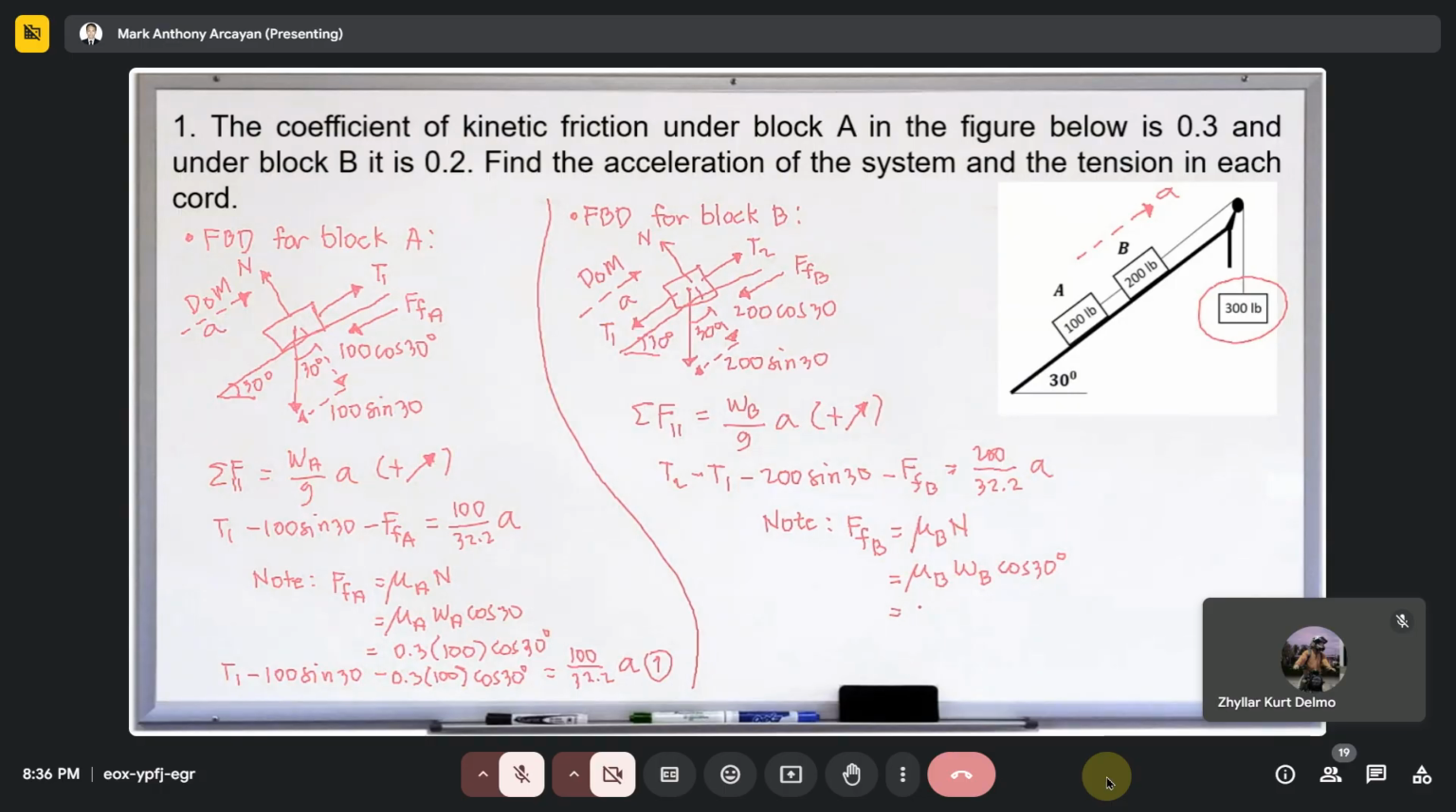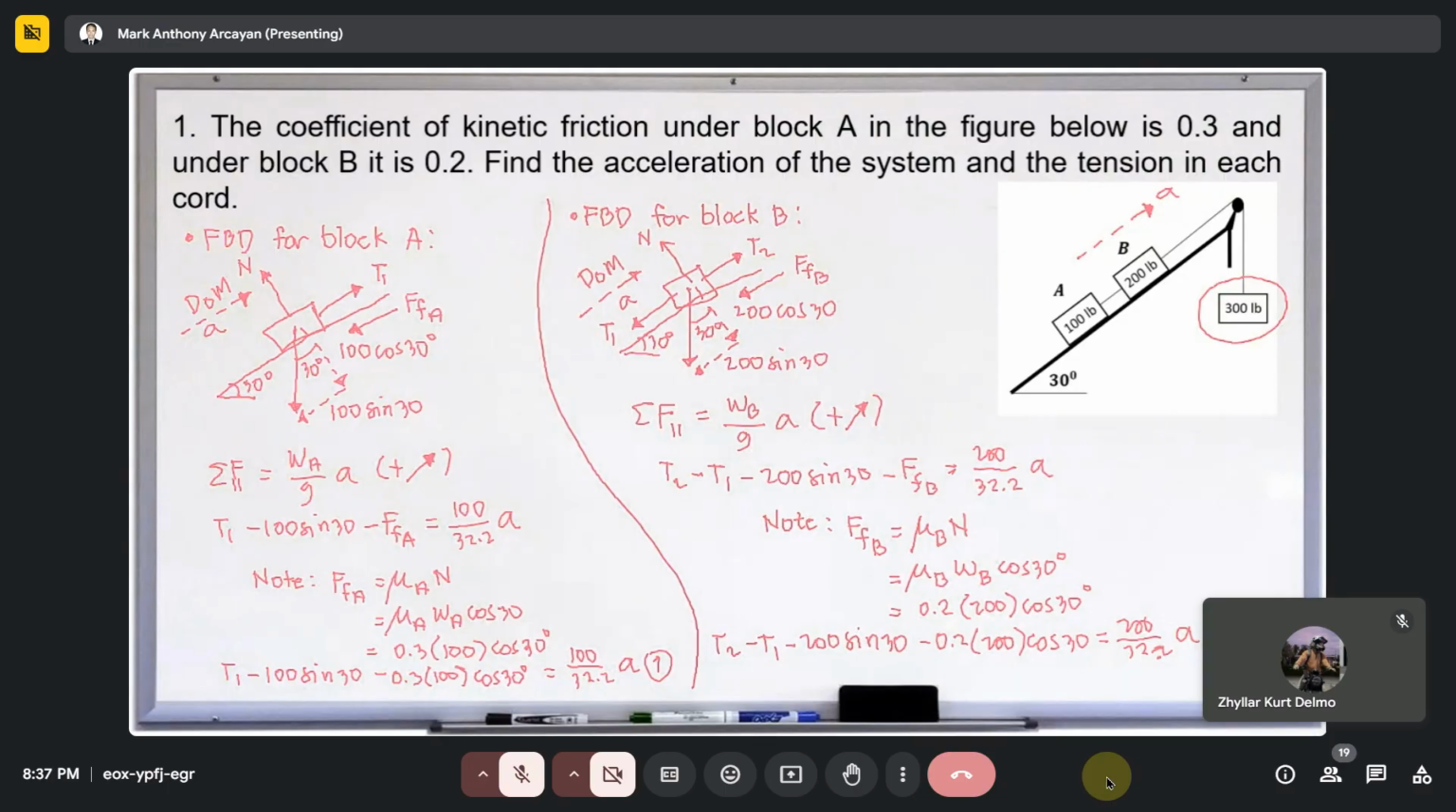Let's substitute the values. Mu B is 0.2 times 200, then the cosine of 30 degrees. Therefore, we have T2 minus T1 minus 200 sine 30, then minus 0.2 times 200 times cosine 30 is equal to 200 over 32.2 times the acceleration. Class, this will be our equation 2.